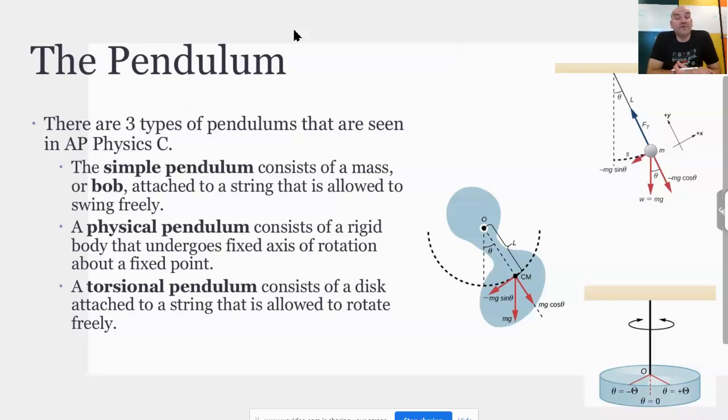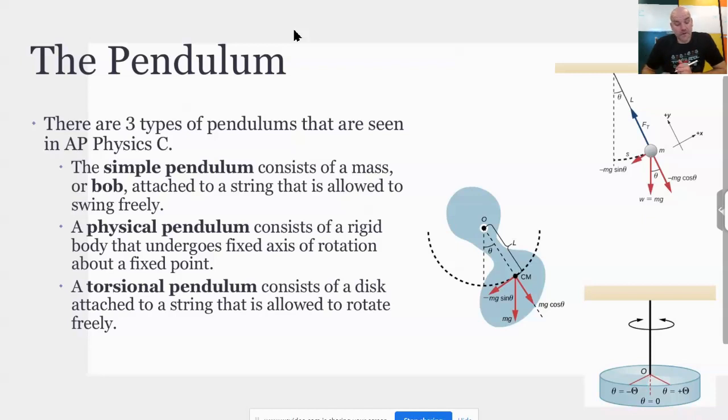And then a torsional pendulum is essentially a disc that's allowed to spin on a string. So sometimes when you hold up a disc and you start to see it spin, that's due to the torsional aspect of this. But those are the three types of pendulums that we're going to see. And what we're actually going to do in our example problem is derive the expression for the period of a simple pendulum.